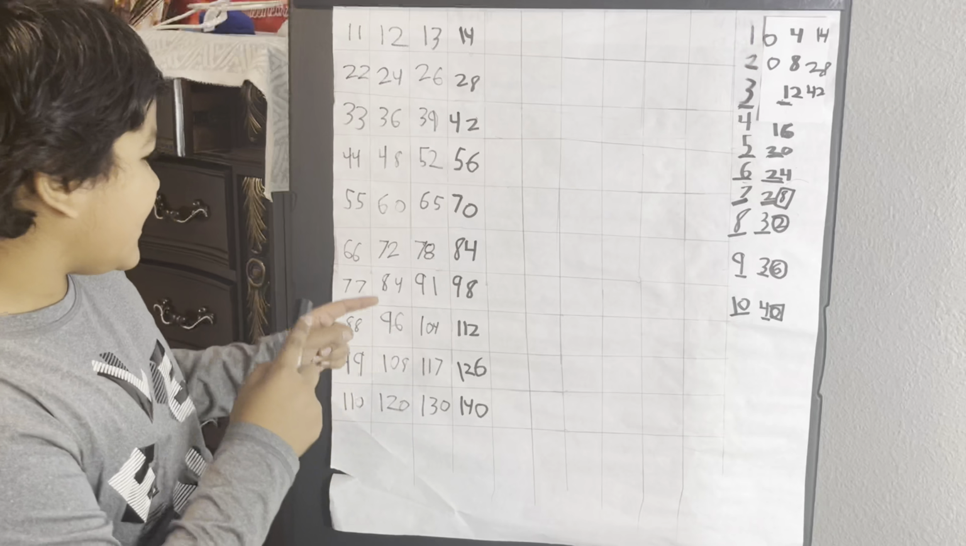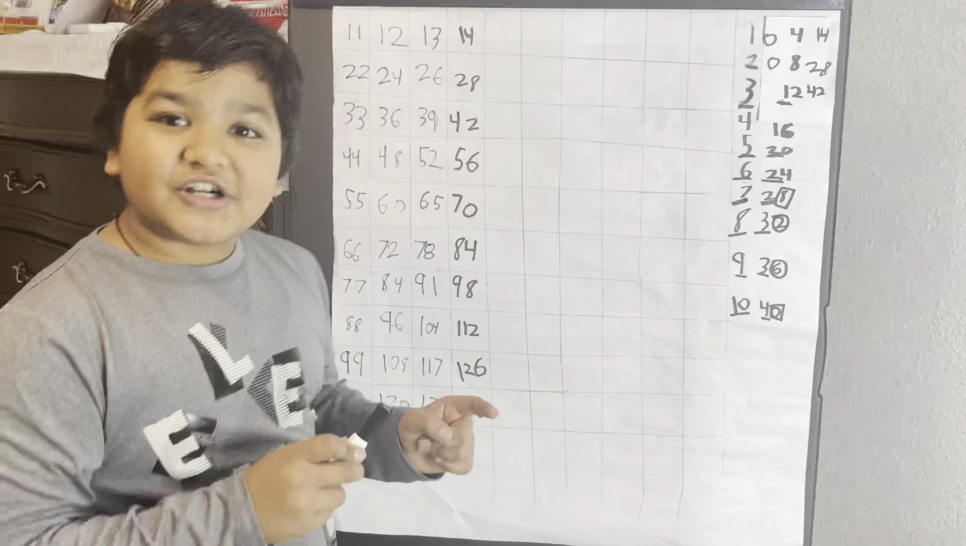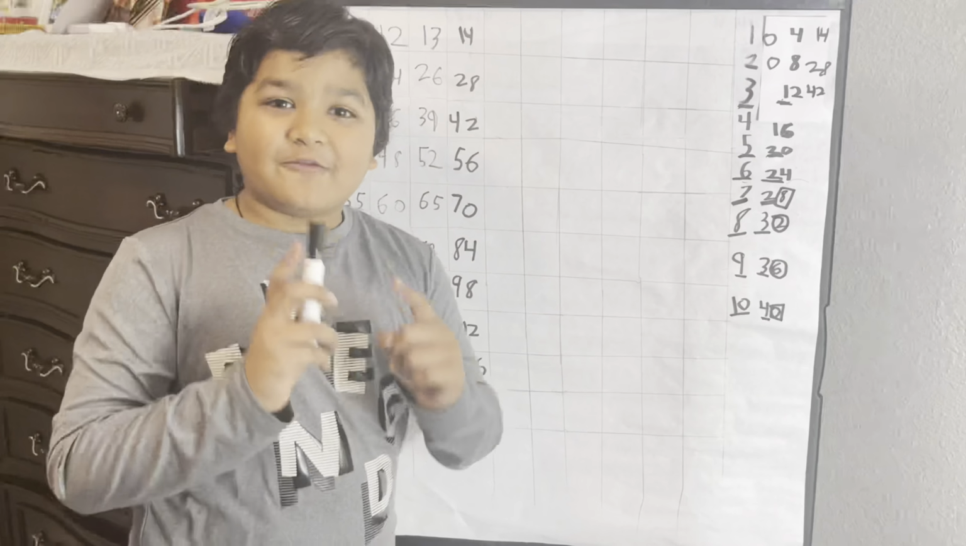14 times 7 equals 98. 14 times 8 equals 112. 14 times 9 equals 126. 14 times 10 equals 140. Repeat that with me. Let's start with the 15th table.